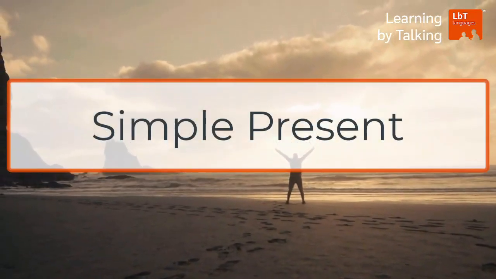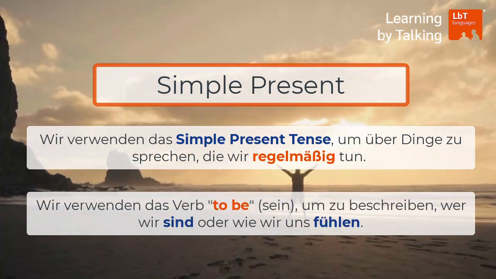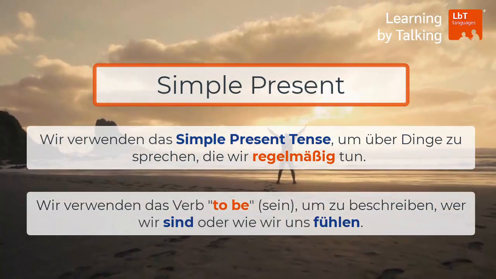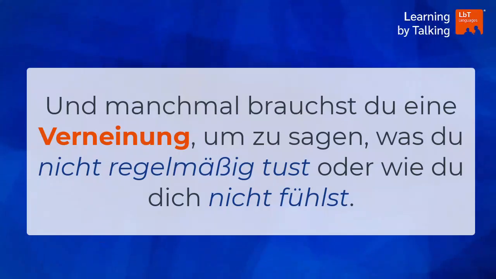As a reminder, we use the simple present tense to talk about things we do regularly. We use the verb to be to describe who we are or how we feel. And sometimes you need a negative to say what you don't do regularly or how you don't feel.